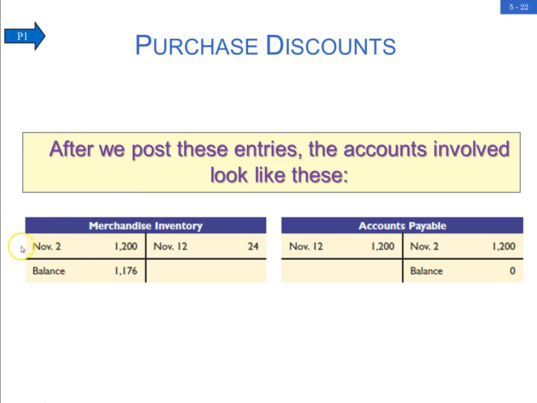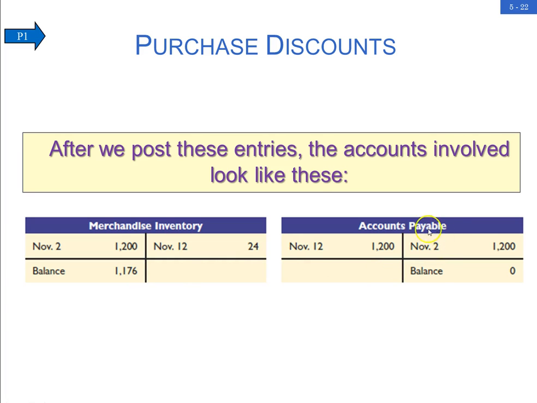So this is what it looks like. When we first purchased the inventory, we had $1,200 of inventory available to sell, but we got a discount. It didn't really cost us $1,200. We got a discount of $24. So the inventory cost us $1,176. So the company now has inventory with a cost basis of $1,176. So our accounts are correct after that payment.